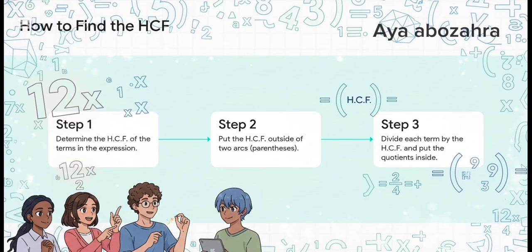First, you just find the biggest number and variable that goes into everything. Once you have it, you pull it out and stick it in front of some parentheses. And for the final step, you just divide each of the original terms by that thing you pulled out and put the leftovers inside. Done.